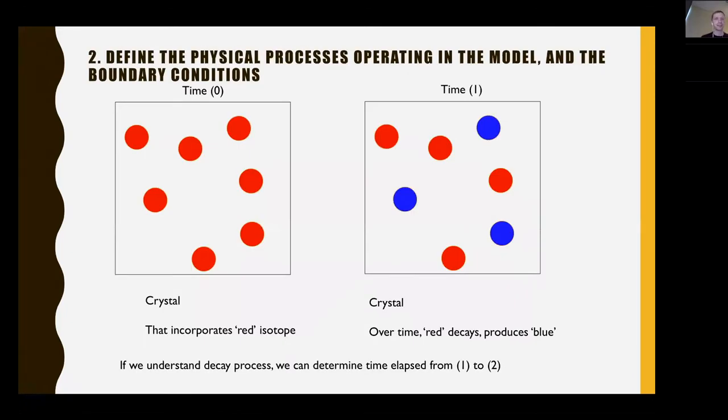Our approach to addressing these questions is first to define the physical processes operating in the model and the boundary conditions. So we're going to view a zircon crystal as a box, and that zircon crystal, or the box, incorporates the parent nuclide, here represented by these red dots, and the process that's operating within this box is radioactive decay. So over time, these red parent nuclides decay and produce the blue daughter nuclides. So if we can understand the decay process, we can determine the amount of time that's elapsed from the initial condition, that's the image on the left, to the sample on the right, which would contain an isotopic ratio of 3 to 4 in this case, 3 daughter nuclides and 1 parent nuclide. And we can use that to date the rock.